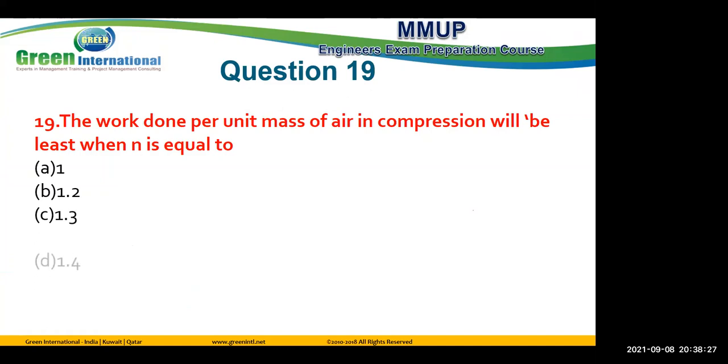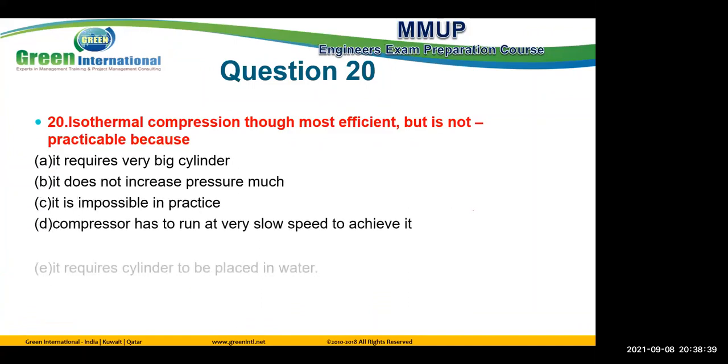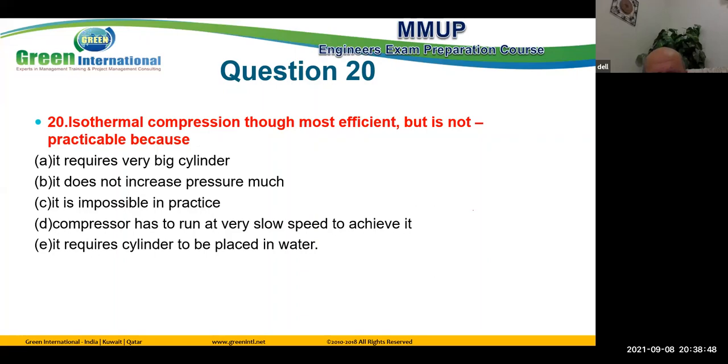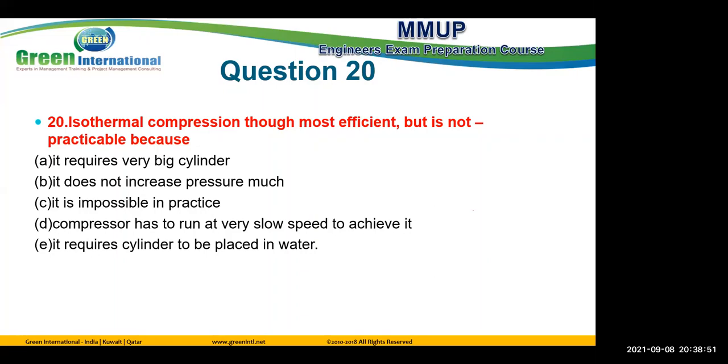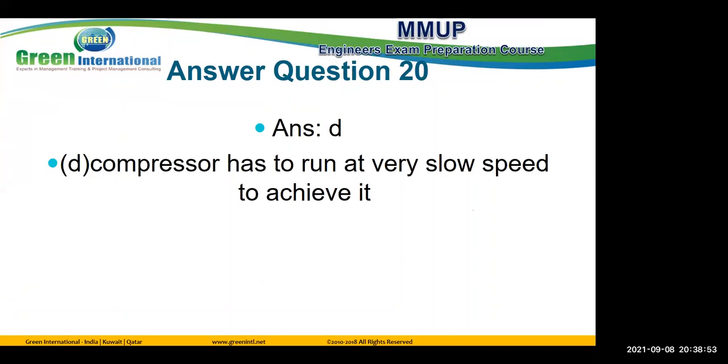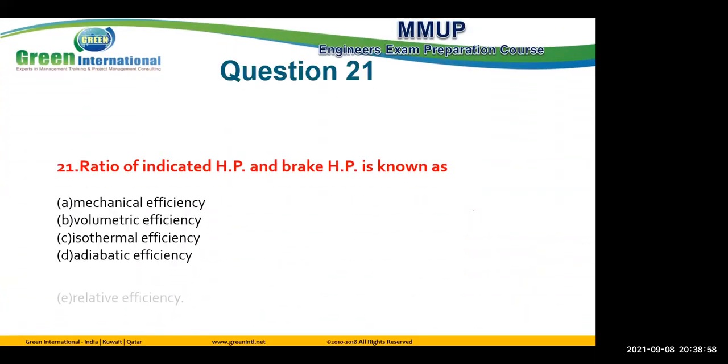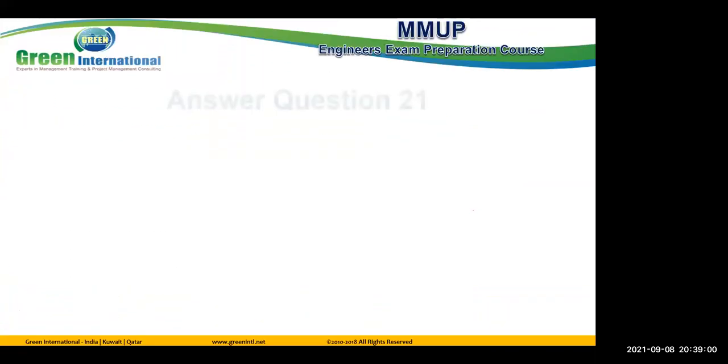Work done per unit mass of air in compression will be least when n is equal to 1. Exactly. Isothermal compression is most efficient, but is not practicable because the compressor has to run at very slow speed to achieve it. Ratio of indicated horsepower to brake horsepower: mechanical efficiency.